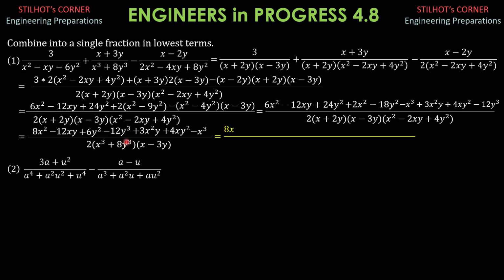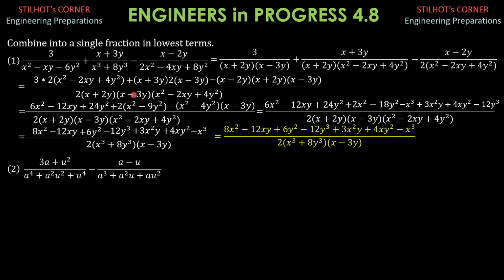Let's just highlight it. So 8x squared minus 12xy plus 6y squared minus 12y cubed plus 3x squared y plus 4xy squared minus x cubed all over 2 quantity x cubed plus 8y cubed, then close, then x minus 3y. So that's it for this first problem.